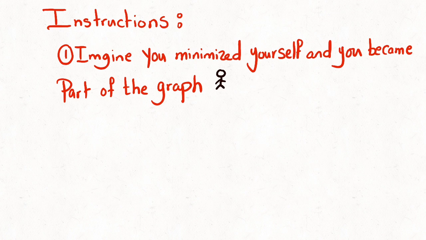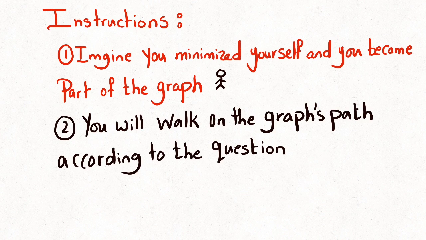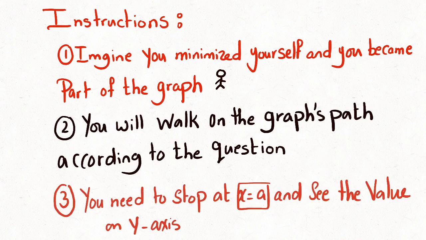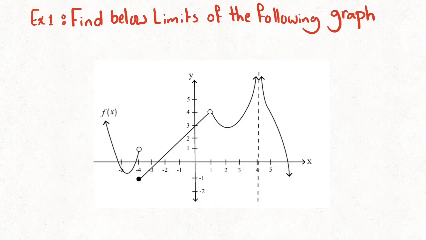Okay, instructions to find limits graphically. First of all, you will imagine that you manage to minimize yourself and you become part of the graph. You will work on the graph paths according to the question. You will stop by the value x equals a and you will find the reflection of that value on the y-axis. We start with the first question.